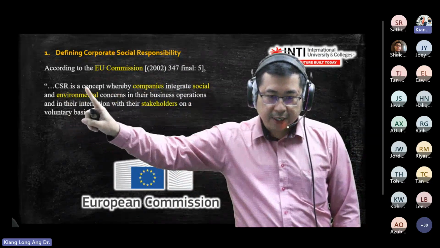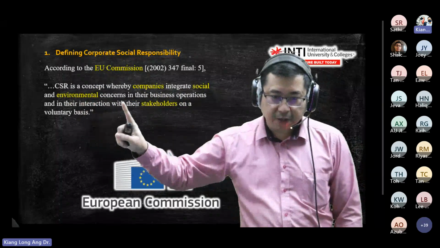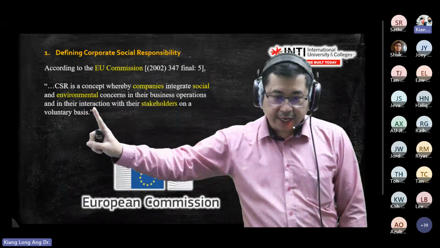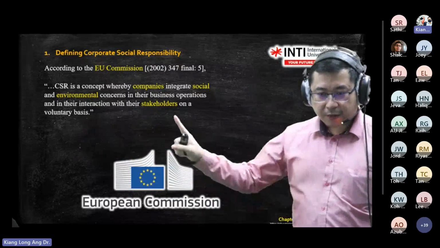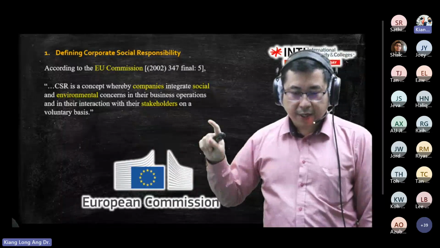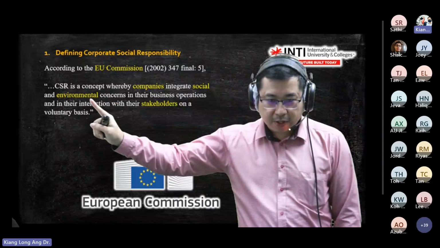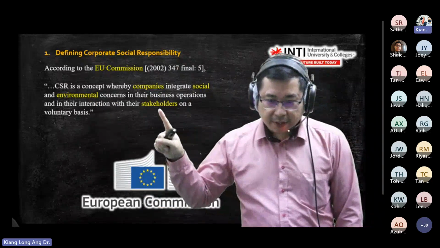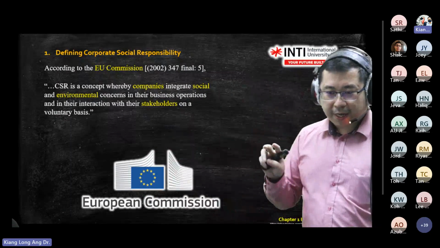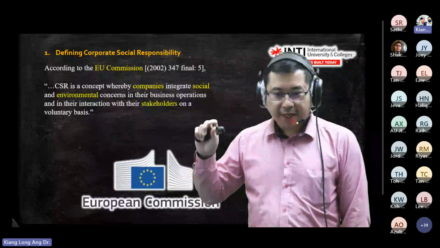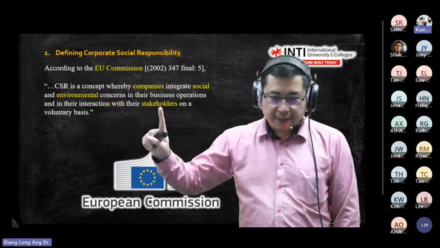This mentions CSR is a concept where companies integrate social and environmental concerns in their business operations and the interaction with the stakeholders on a voluntary basis. Later, we will learn about what stakeholders are. But again, you will see company, society, environment, and stakeholders, which you can also say as the user. So there are four main keywords repeated for CSR: company, society, environment, and the user.